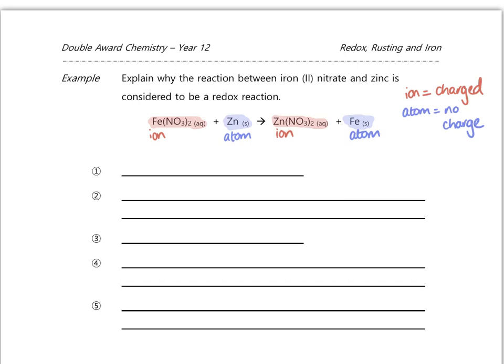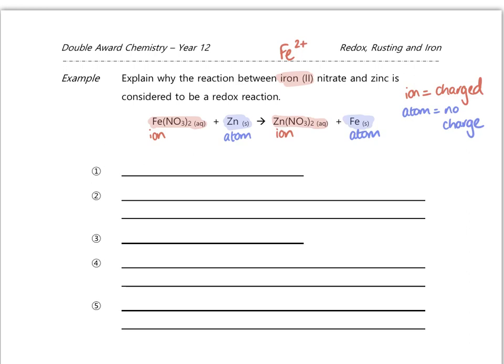Well, there's a couple of ways you can identify this. For iron, first of all, you're told in the question that it's iron(II). That means, remember, metal ions are always positive, so the charge on your iron ion is going to be 2+. It's going to be Fe2+.